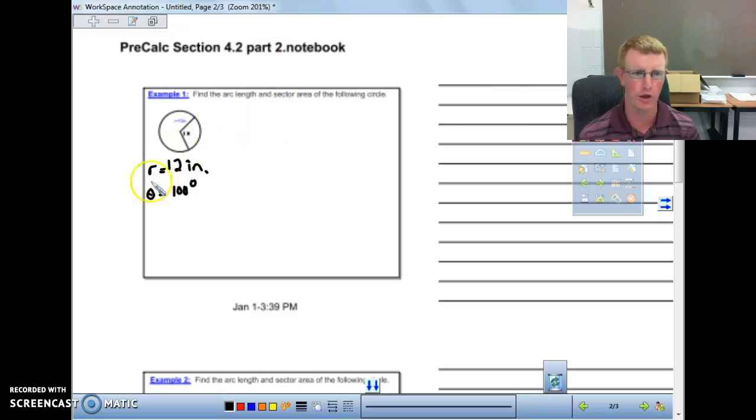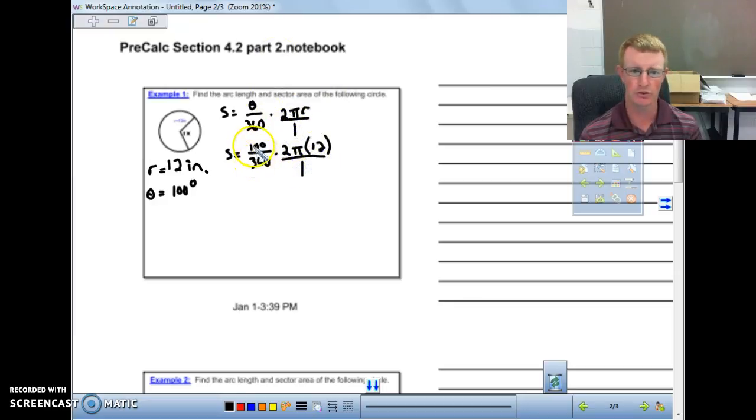So if we start using our formula, first of all, we have to identify that we're using degrees. So we're going to use the degree formula. S equals theta over 360 times 2 times pi times r. And then we can plug these values in. So we have 100 over 360 times 2 times pi times 12. And then we can start to simplify. And many of you guys may simplify a different way. Some people just multiply across the top of the fraction. I like to try and simplify as much as I can before multiplying.